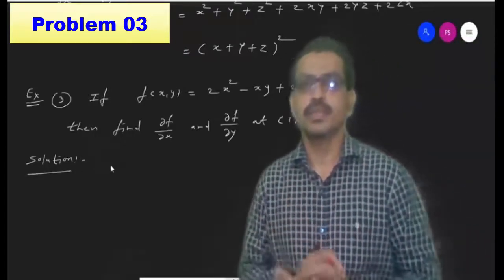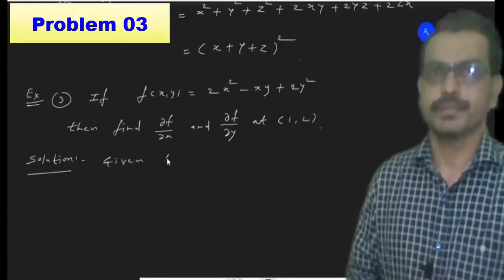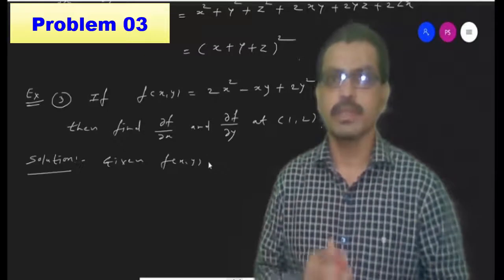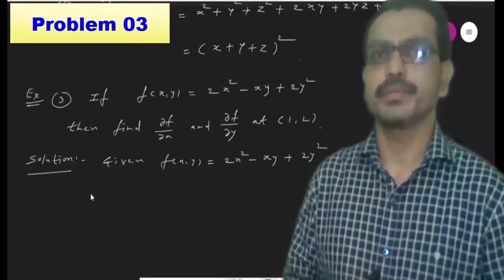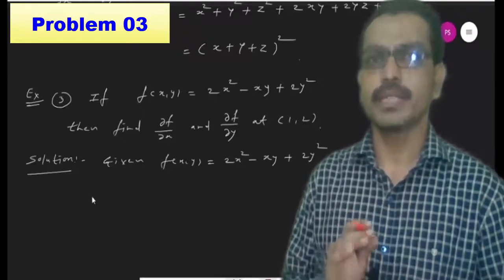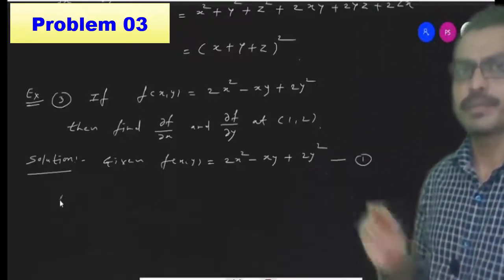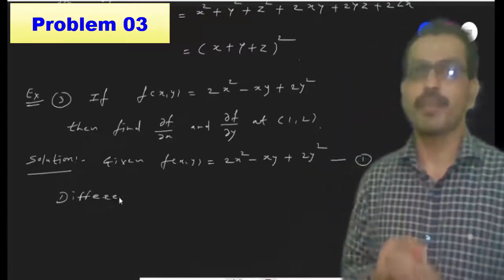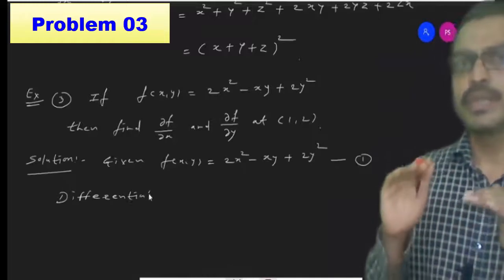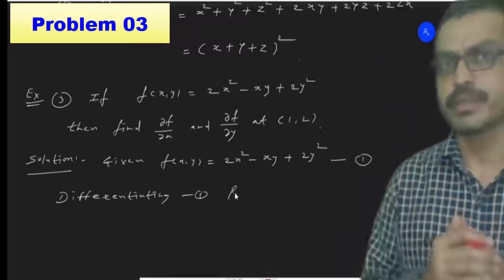Let us see the solution of this problem. First, let the given function be f(x,y) = 2x² − xy + 2y², equation number 1. Now differentiating equation 1 partially with respect to x, treating y as constant.